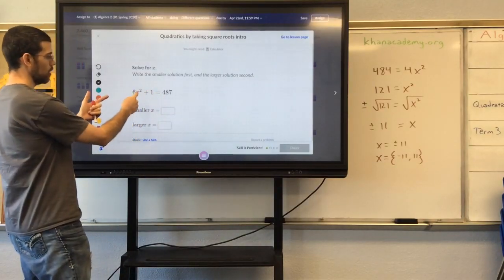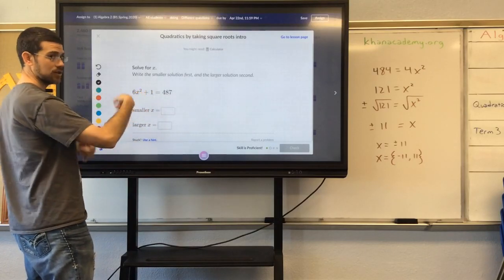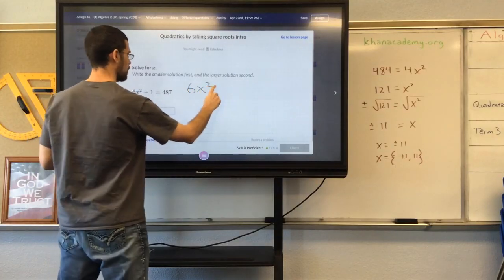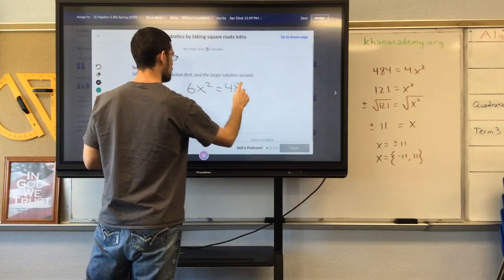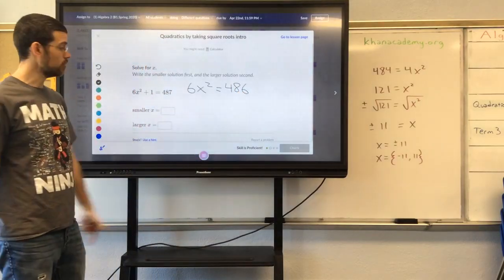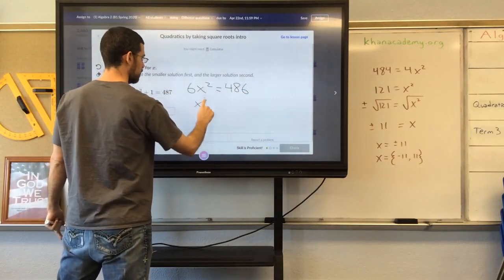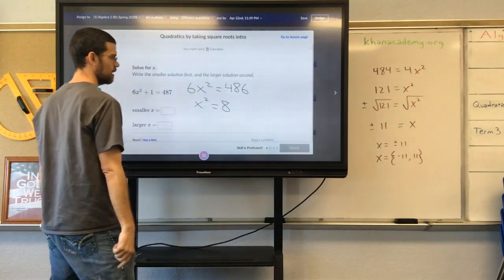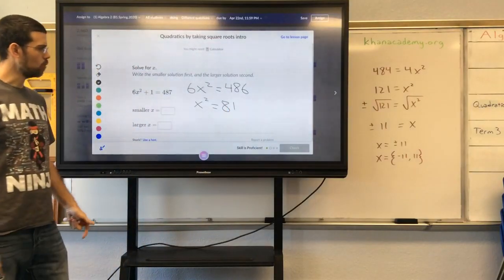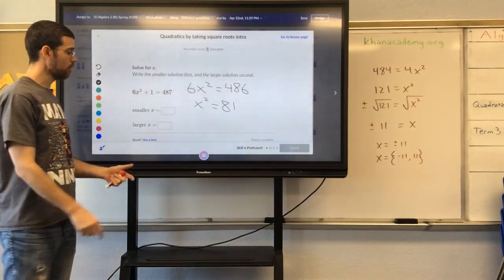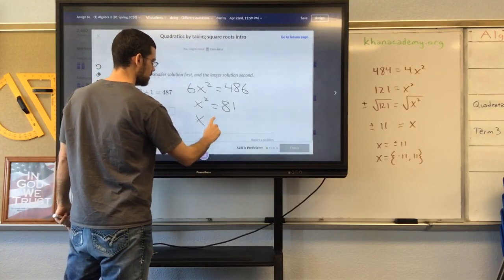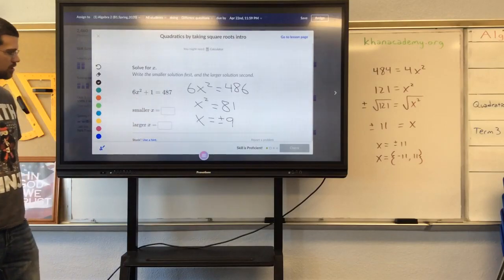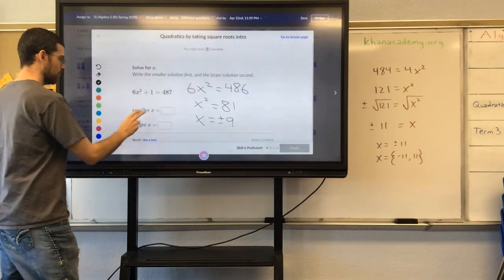So, we want the 1 not to be on the left side, so we'll subtract 1 from both sides. That gives us 6x squared equals 486. We want to divide both sides by 6. Give us x squared equals, 6 goes into 48, 8 times. And then 1. So x squared equals 81. Take the square root of both sides and you get x equals plus or minus 9. Negative 9 is the smaller number. 9 is the larger number.